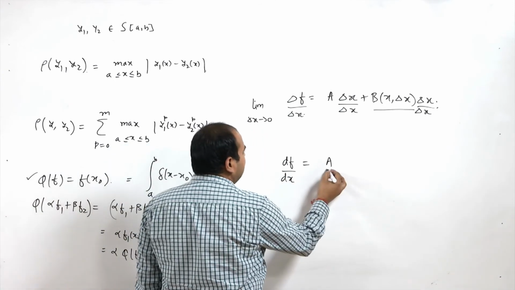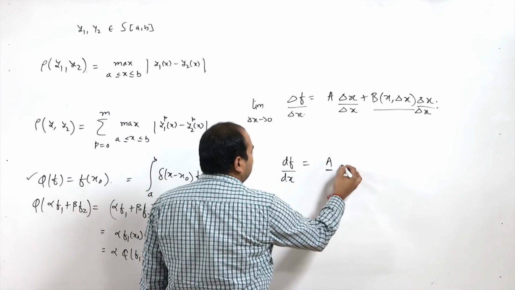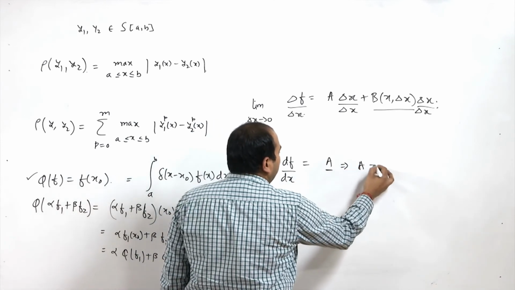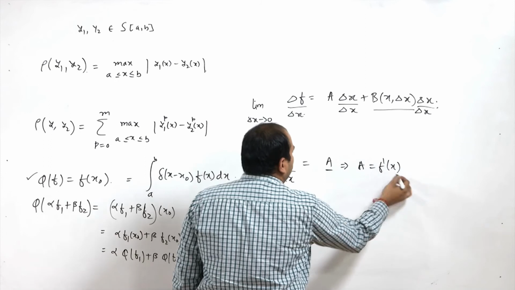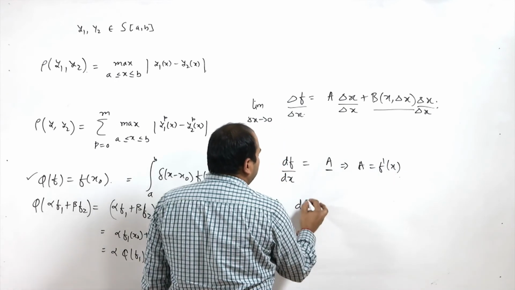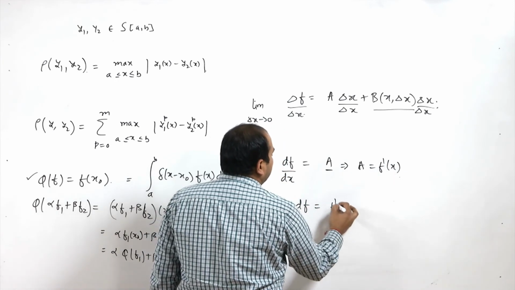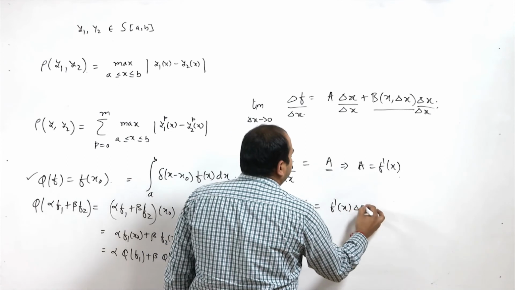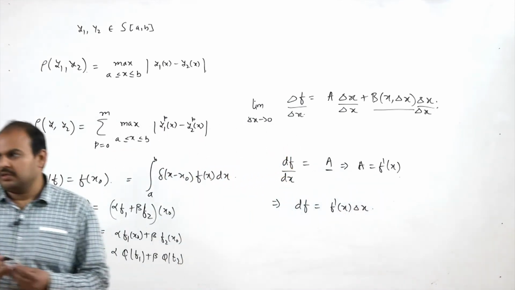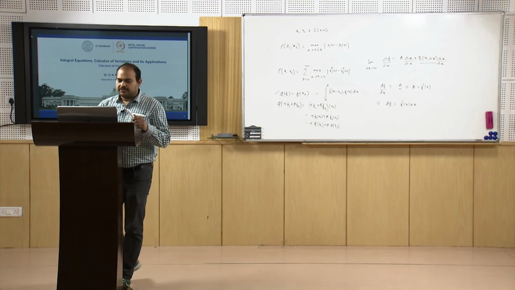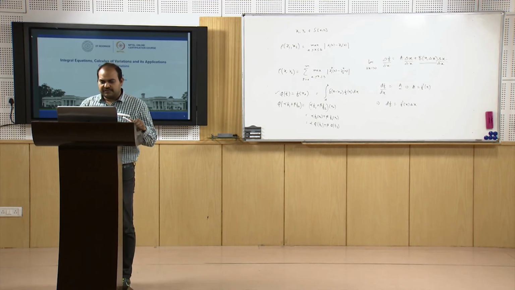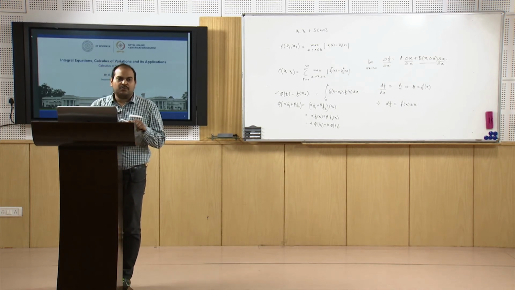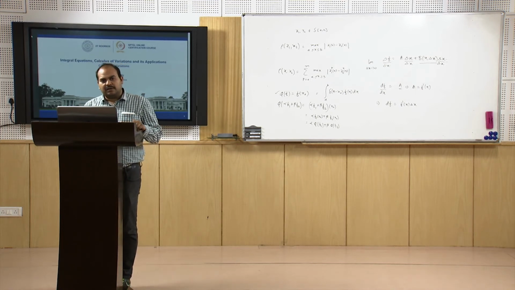So we can say that this a is nothing but f dash x. So a is equal to f dash x, and we can say that this df is given by f dash x delta x. So that is how we define differential. The differential of the function, which is denoted by df, is given by f dash x delta x. So that is how we define increment in terms of function.